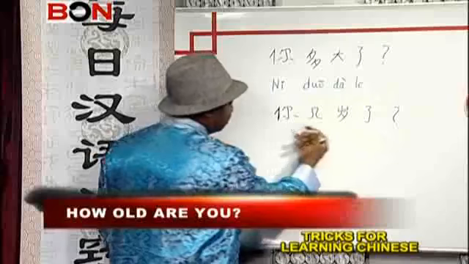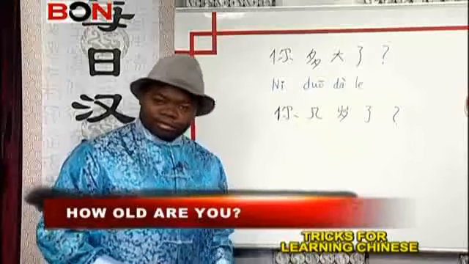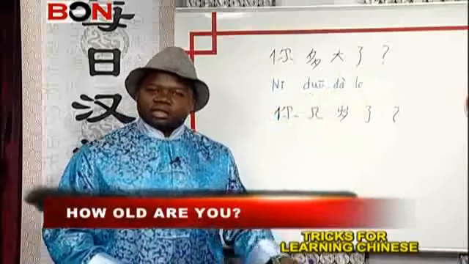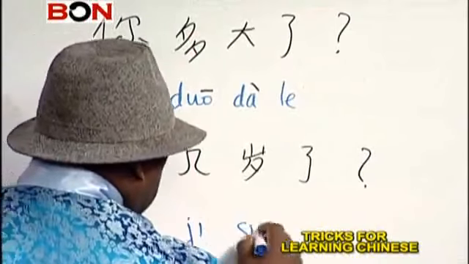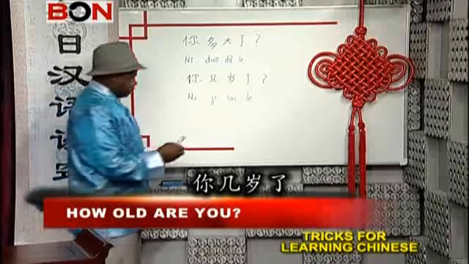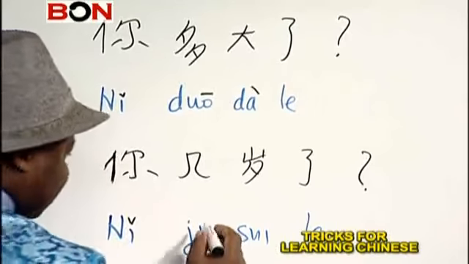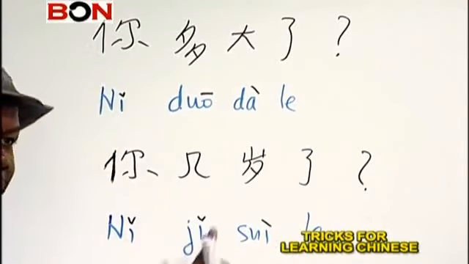And here, 你几岁了? This is for children. When you're asking a little child, how old are you? You often don't say 你多大了. You say 你几岁了? Once again, let's put the tone marks together. So here, 你几岁了?